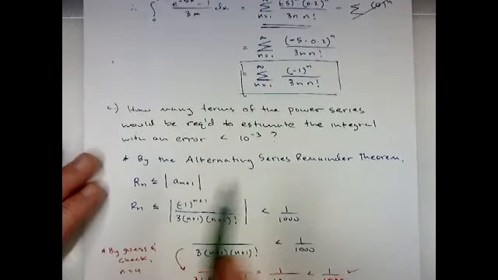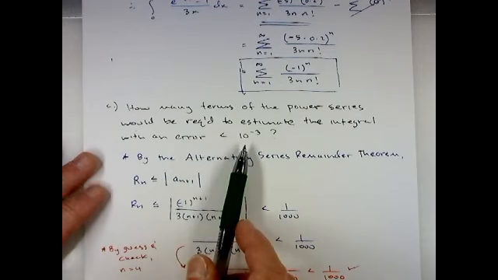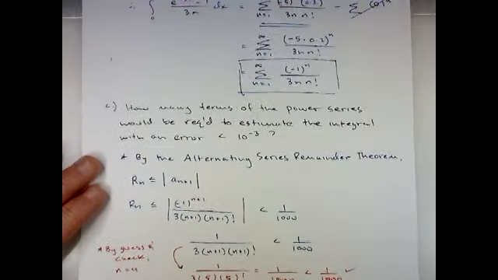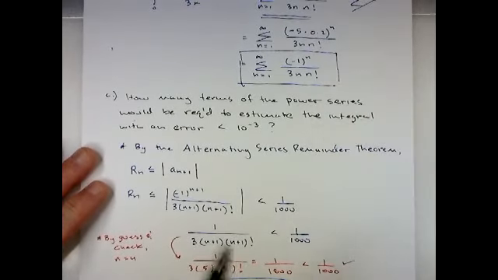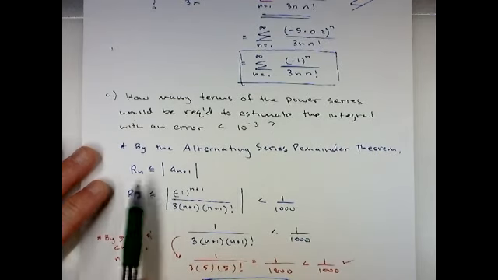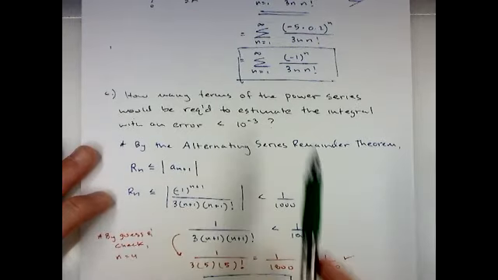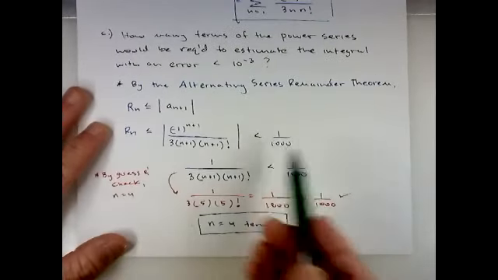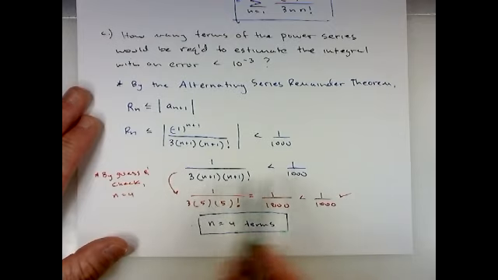So say we want to approximate that integral and make sure that our error is less than 10 to the negative third, which is 1 over 1,000. You can tell that this is an alternating series because of the negative 1 to the n. So by the alternating series remainder theorem, we know that the error would be less than the next term, which we get by replacing all of your n's with n plus 1. We're taking the absolute value, so we don't care about the negative 1 to the n plus 1. And then we'll set our error less than 1 over 1,000. So we have this inequality to solve.